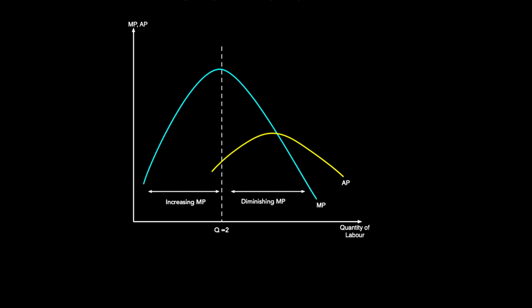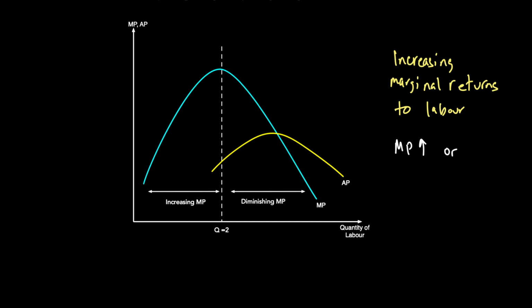When the marginal product of labor increases as employment increases, as we can see for the first two workers, we say there are increasing marginal returns of labor. Each time a worker is hired, the total output is rising by more than it did for the previous worker. And therefore, we can say that the MP is rising or TP is increasing at an increasing rate.